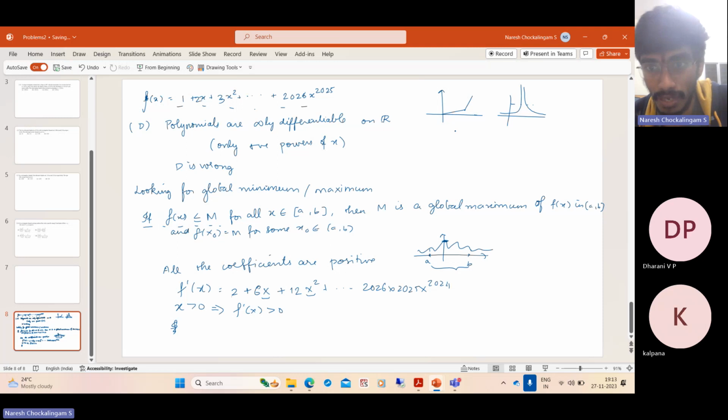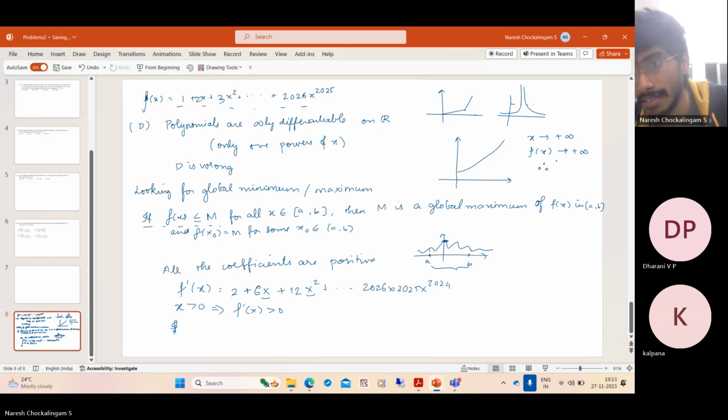So which means the slope is always positive. It is strictly greater than 0. Therefore, when x is greater than 0, the function is increasing. So the slope is strictly greater than 0. Therefore, the function is increasing, which means as x tends to plus infinity, f of x tends to plus infinity.